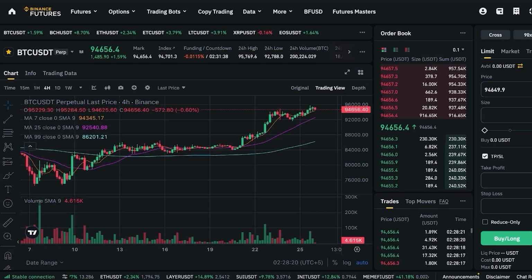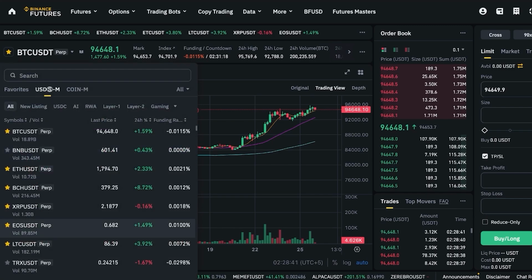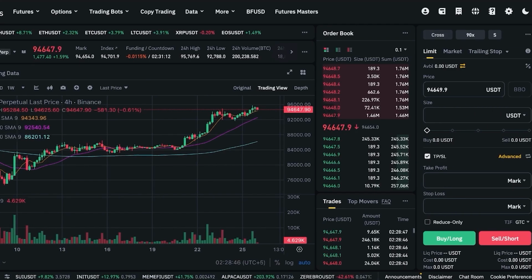You have support and resistance, where you can draw horizontal lines to mark key price levels for entries and exits. And you have chart patterns, so you can recognize formations like triangles, flags, and heads and shoulders for a predictive signal. Now, within the futures market, you have your futures pair selected, and on the right side of your screen, you're going to see different ordering types.